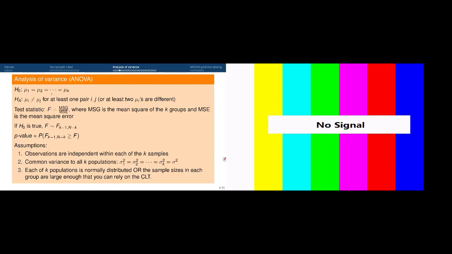All right, so again, with all the other tests we've looked at, structured the exact same way, the null and alternative. Now, in this case, we're testing whether the means in each of the groups are all the same. So here we're going to have mu1 equals mu2 equals mu all the way up to mu k if we've got k groups. And the alternative is that at least one pair of means is different. Okay?